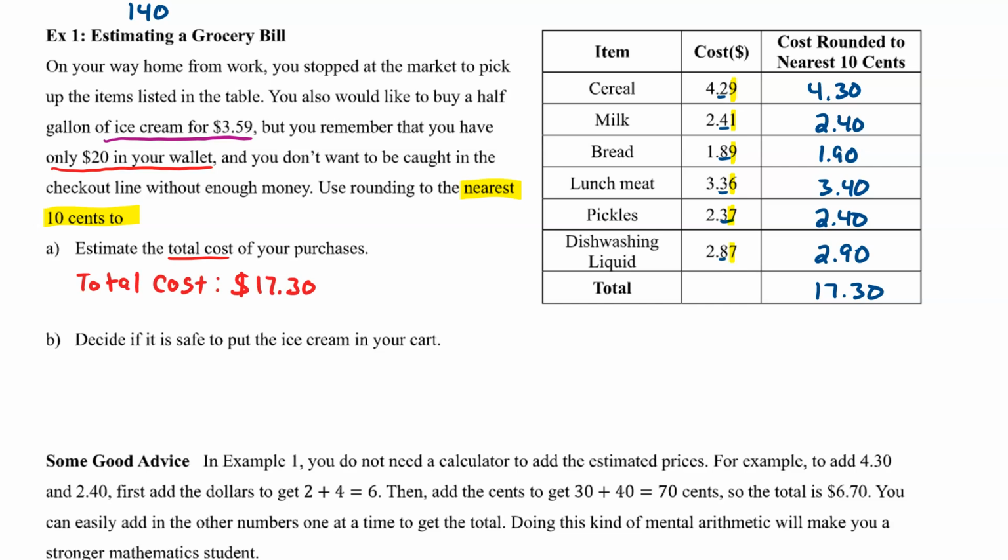So then part B wants us to make a decision about if we should get the ice cream or not based on the estimate we have. So if the estimate for all of these items is already $17.30 and we only have $20, if we look at the ice cream, if we estimate that to the nearest 10 cents as well, that's $3.60. But that would put us over the $20 limit. So the ice cream is too expensive.